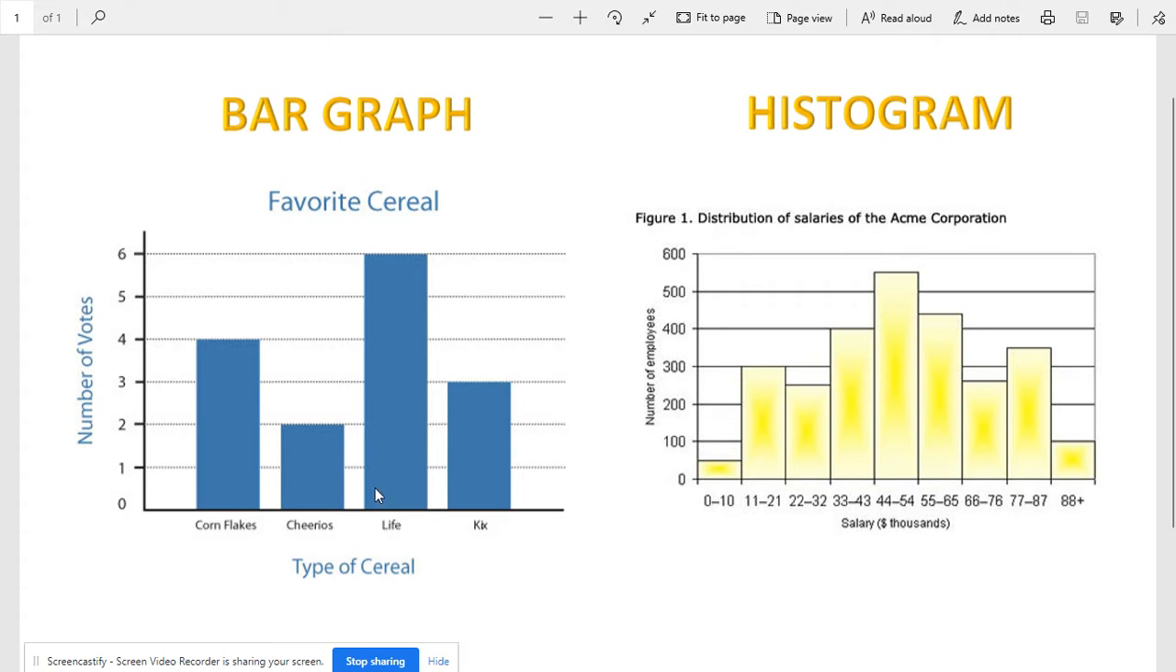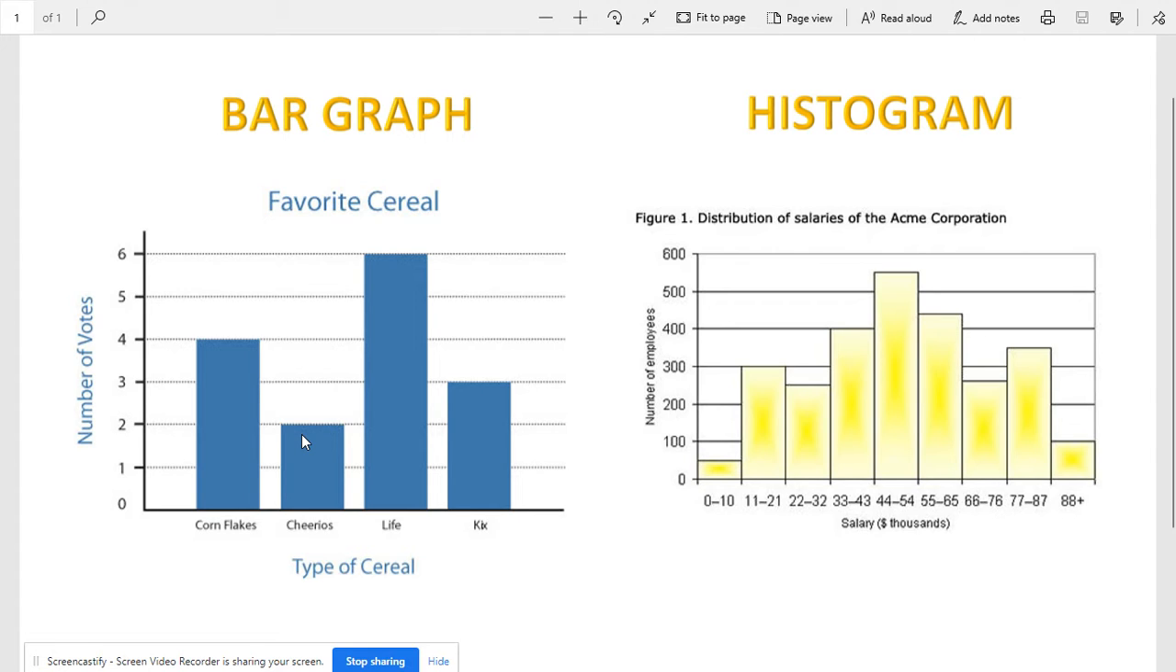Interval is what you count by. So on our bar graph, the interval here counts by 1. On our histogram, we actually have two different intervals. The y-axis here counts by 100, and the interval for the x-axis looks to be about 11. Yes, I know this is 0 to 10. That's actually 11 numbers. So I is for interval, or what you count by. L is for labels. You can see that everything is labeled. We see this is salary in thousands of dollars, number of employees, types of cereal, number of votes. That's L, labels. And then scale, not to be confused with interval.